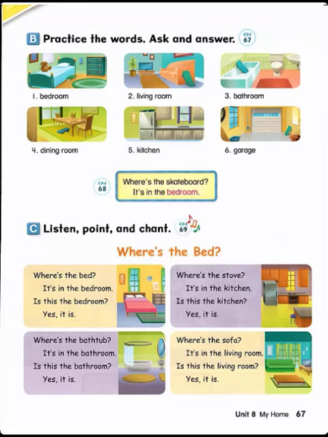Page 67. B. Ask and answer. Where's the skateboard? It's in the bedroom. Number 1. Where's the skateboard? It's in the bedroom. Number 2. Where's the skateboard? It's in the living room. Number 3. Where's the skateboard? It's in the bathroom. Number 4. Where's the skateboard? It's in the dining room. Number 5. Where's the skateboard? It's in the kitchen. Number 6. Where's the skateboard? It's in the garage.